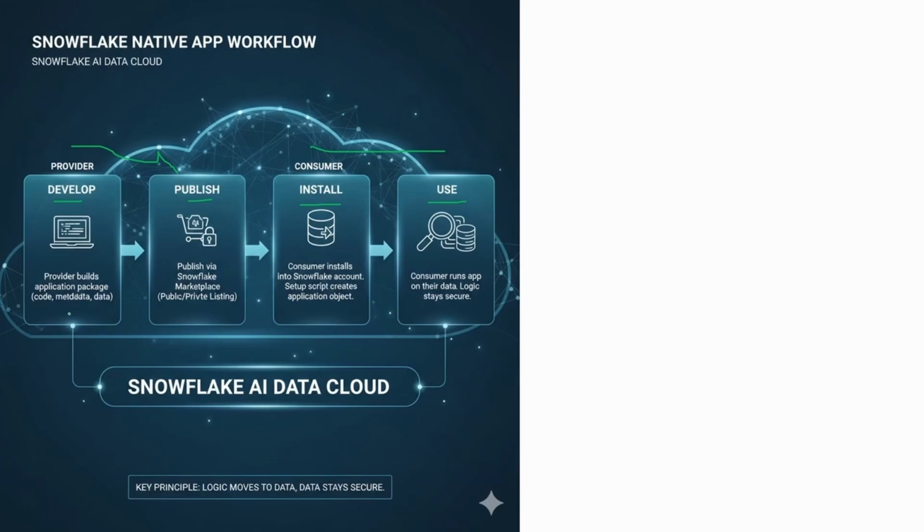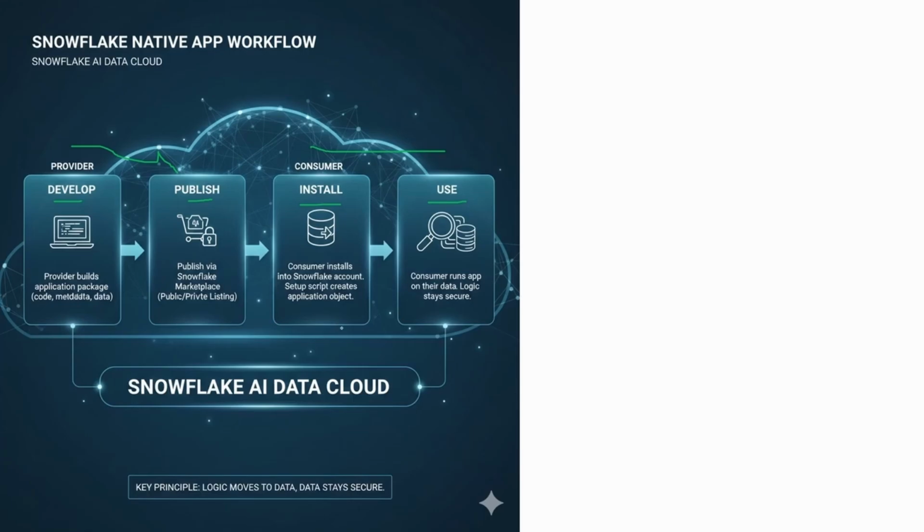Second is publish. Once the application is developed, obviously the provider publishes the application package through a public listing on the Snowflake Marketplace, or if he wants, he can make a private listing for specific consumers. Third is install, and this is where the consumer discovers the app, accepts the terms and conditions for the app, and installs it into their own Snowflake account, where a new application object is created and configured by a setup script.